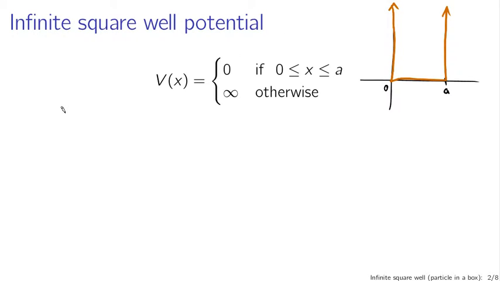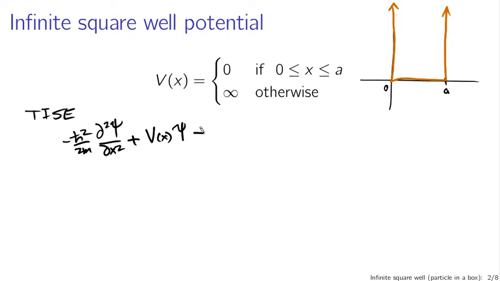Well, what we'll be working with now is the time-independent Schrödinger equation, the TISE, which reads minus h bar squared over 2m times the second derivative of psi with respect to x plus potential as a function of x times psi is equal to the energy of the stationary state that results from the solution of this equation times psi.